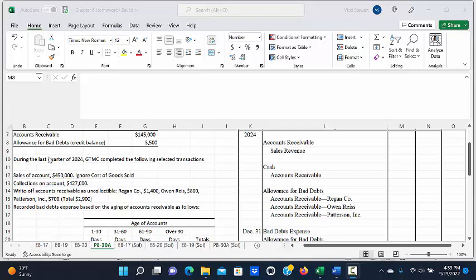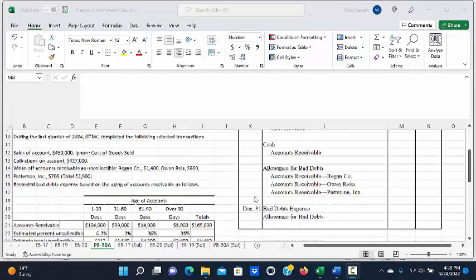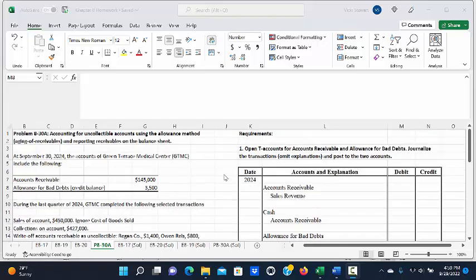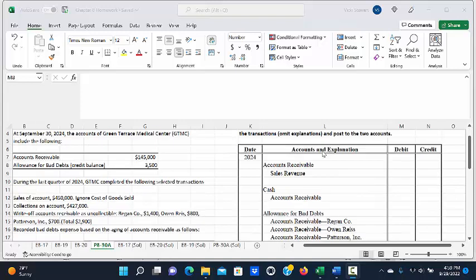It states next that during the last quarter of 2024, Green Terrace Medical Center completed the following transactions, and we're going to use this information to complete the requirements. So in Part 1 it states open T accounts for accounts receivable and allowance for bad debts, and journalize the transactions omitting explanations and post to the two accounts. So using the information that is provided, we're going to record the journal entries for Green Terrace Medical Center.